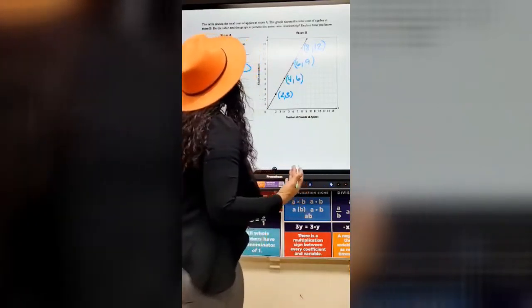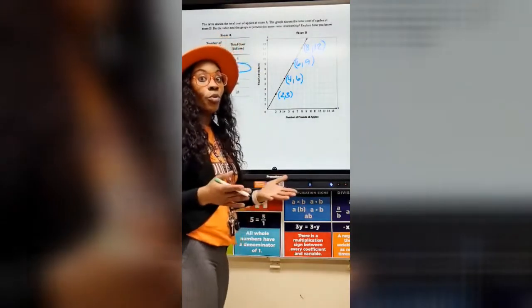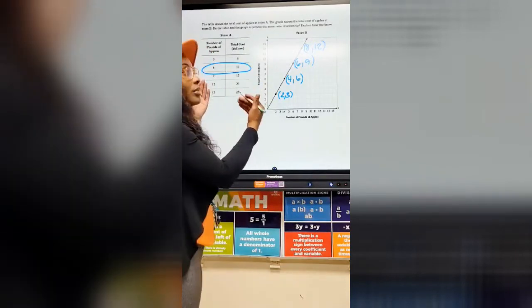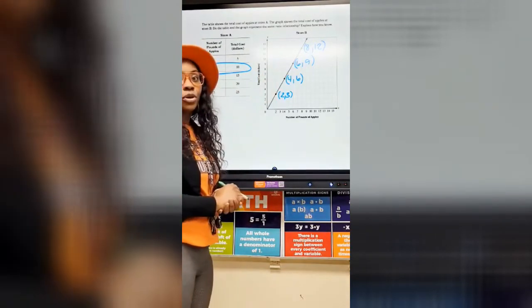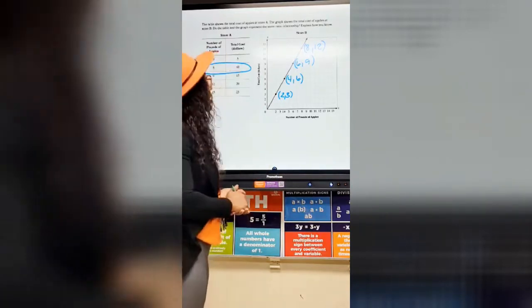So they're asking, are they the same ratio relationship? The answer is no. And it's simply because for 6 pounds of apples, it costs different prices at the different stores. So that's it. That explains the exit ticket from today's lesson.